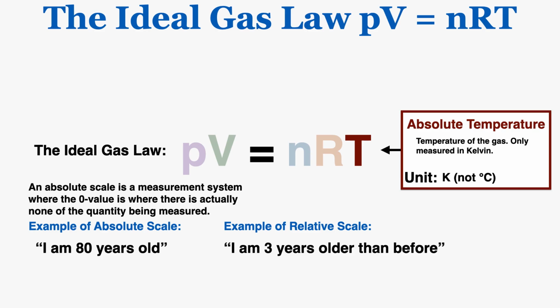In comparison, saying I am 3 years older than before is a relative scale, because at the 0 point of that scale, I am 0 years older than I was before. That doesn't mean I have 0 years of age. It could be at any age where I start. It's totally relative to where I start, and I begin increasing from 0 from that point, even though my actual age is not 0. That's an example of a relative scale.